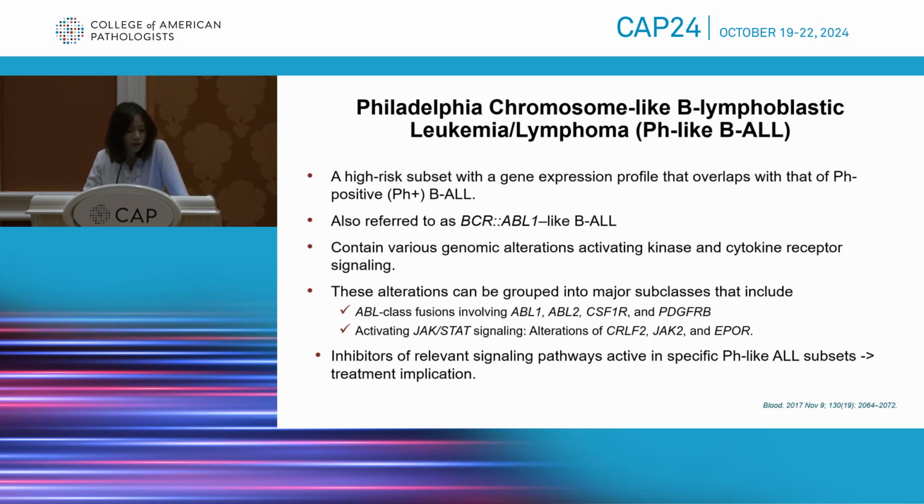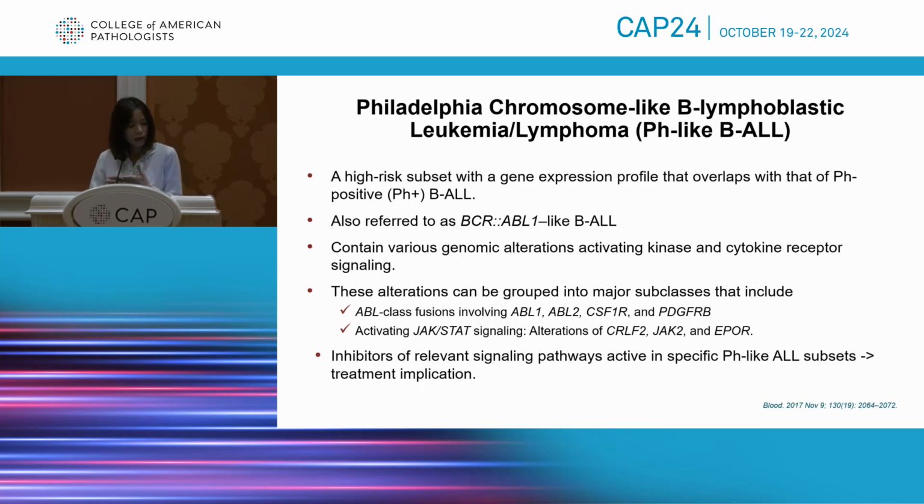Sometimes it was also called BCR-ABL1-like B-ALL, like what you can see in the current classification. So why is this so important? Because it could have various genomic alterations that can activate kinase or signaling pathways that can potentially be targeted. And then these alterations can be grouped into major groups. So we can roughly look at it this way.